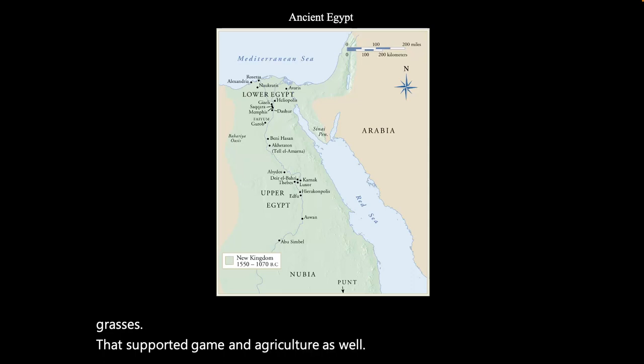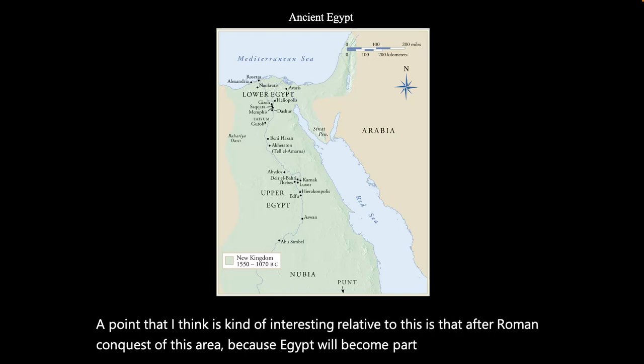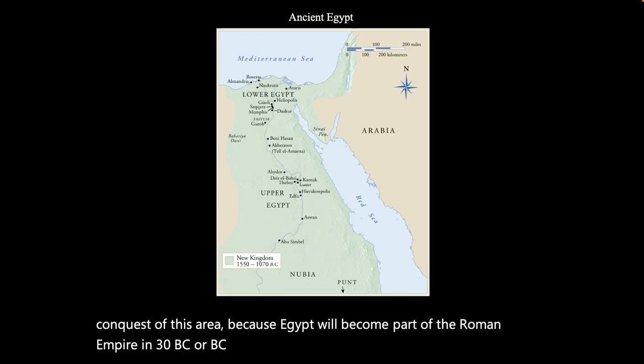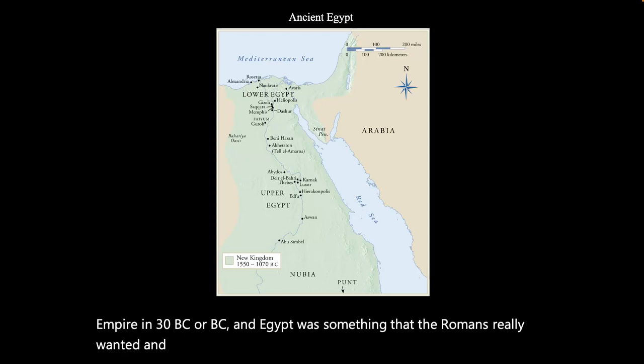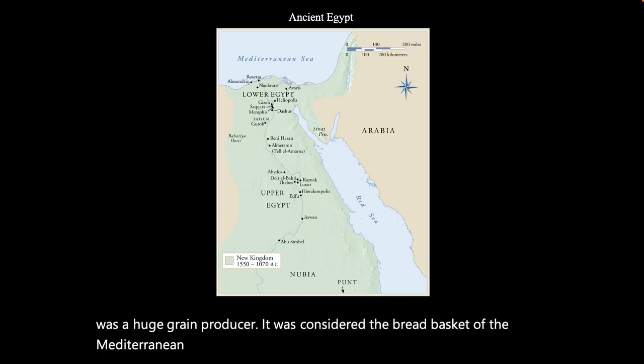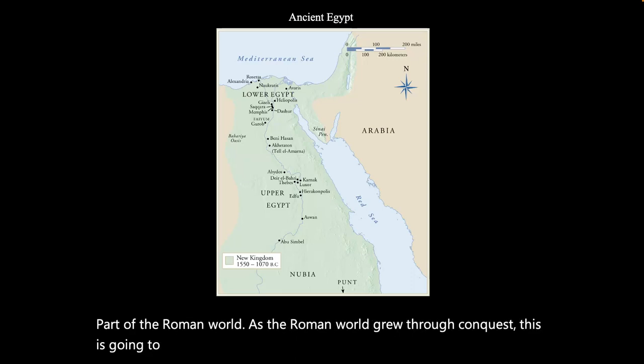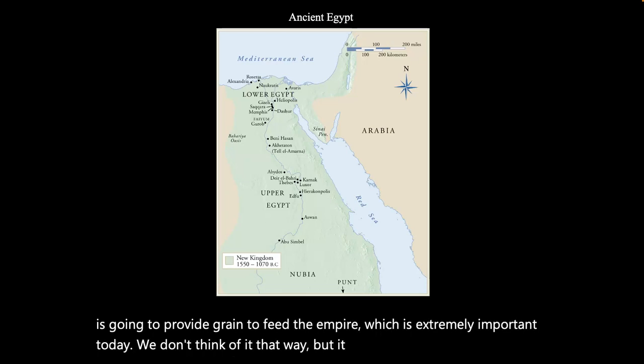A point that I think is kind of interesting relative to this is that after Roman conquest of this area, because Egypt will become part of the Roman Empire in 30 BCE, Egypt was something that the Romans really wanted and needed because of the grain production that occurred here. It was a huge grain producer. It was considered the breadbasket of the Mediterranean. And so having Egypt as part of the Roman world, as the Roman world grew through conquest, was going to provide grain to feed the empire, which is extremely important. Today we don't think of it that way, but it was extremely important at that time.